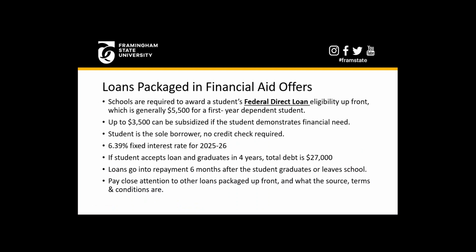So if a student graduates in 4 years and accepts their full loan amount each year, the total debt when they graduate will be $27,000. And then the loans go into repayment 6 months after a student graduates or leaves school. So these are the standard loans that are included in a financial aid offer. You do want to pay close attention to other loans that are packaged up front, what the source is, what the interest rate is, and the terms and conditions.